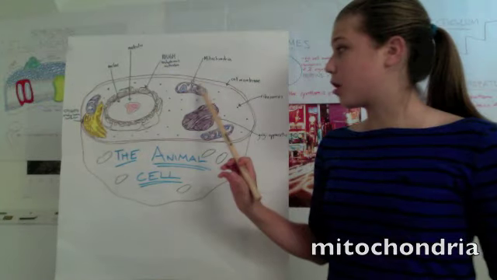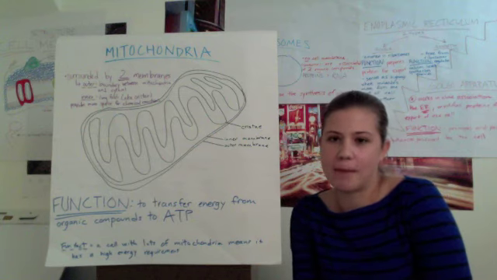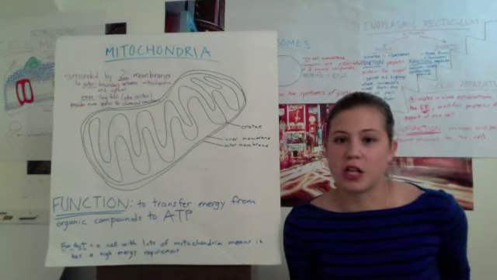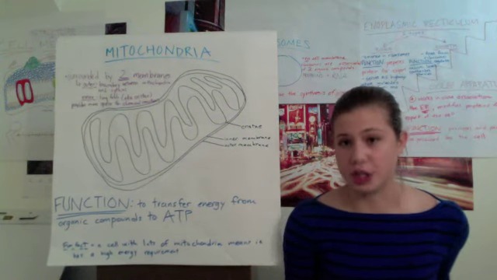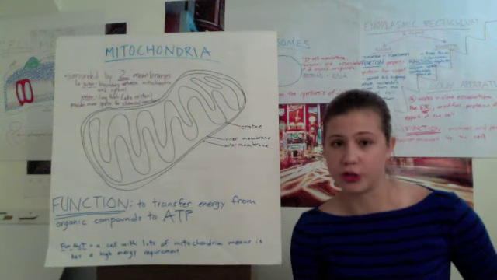Then we have the mitochondria. Its function is to transfer energy from organic compounds to ATP. Fun fact is that a cell with lots of mitochondria means it has a high energy requirement. So organisms that need more energy tend to have more mitochondria.